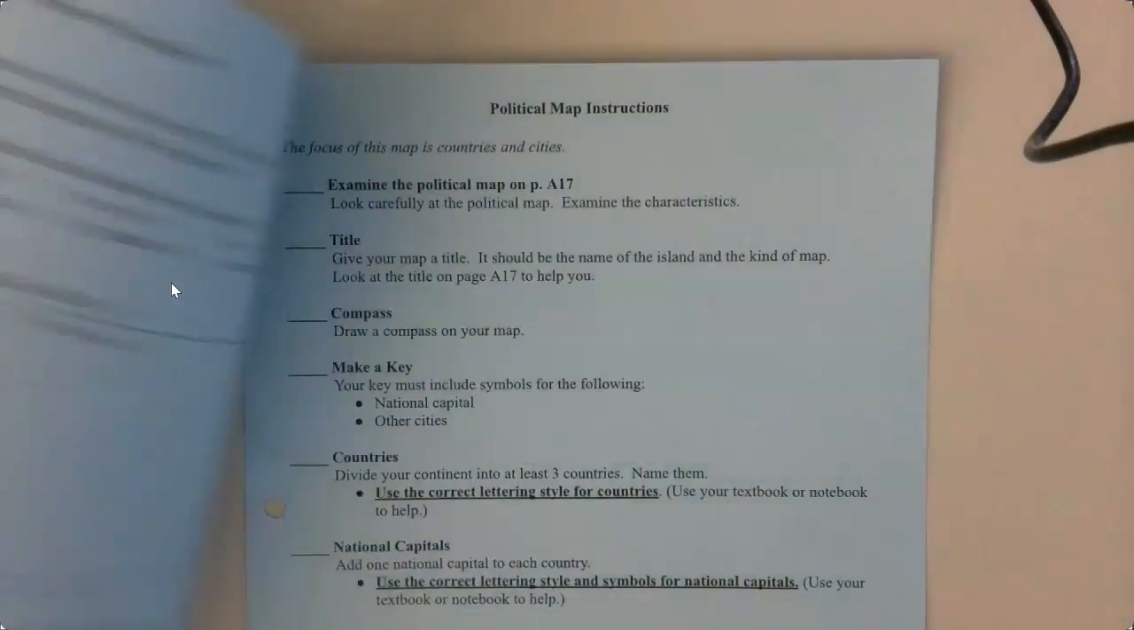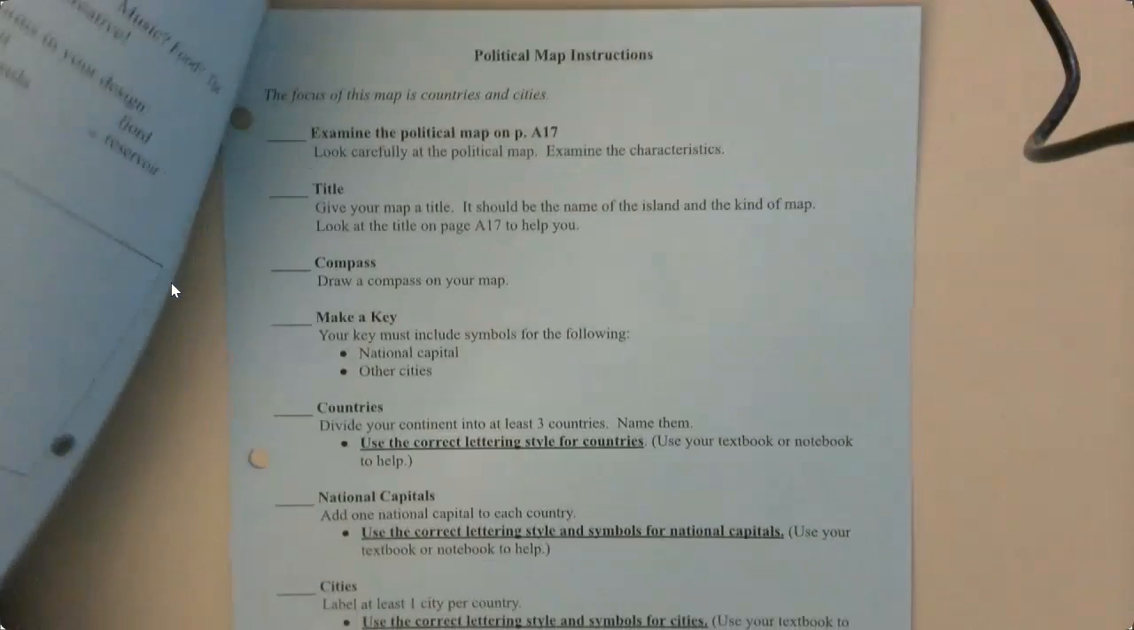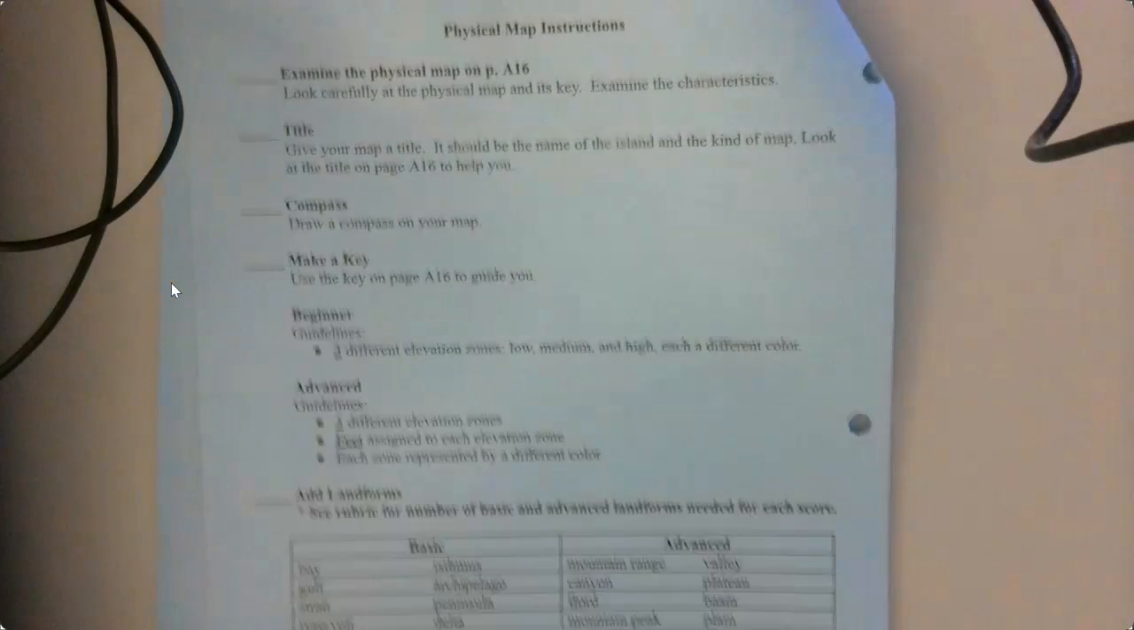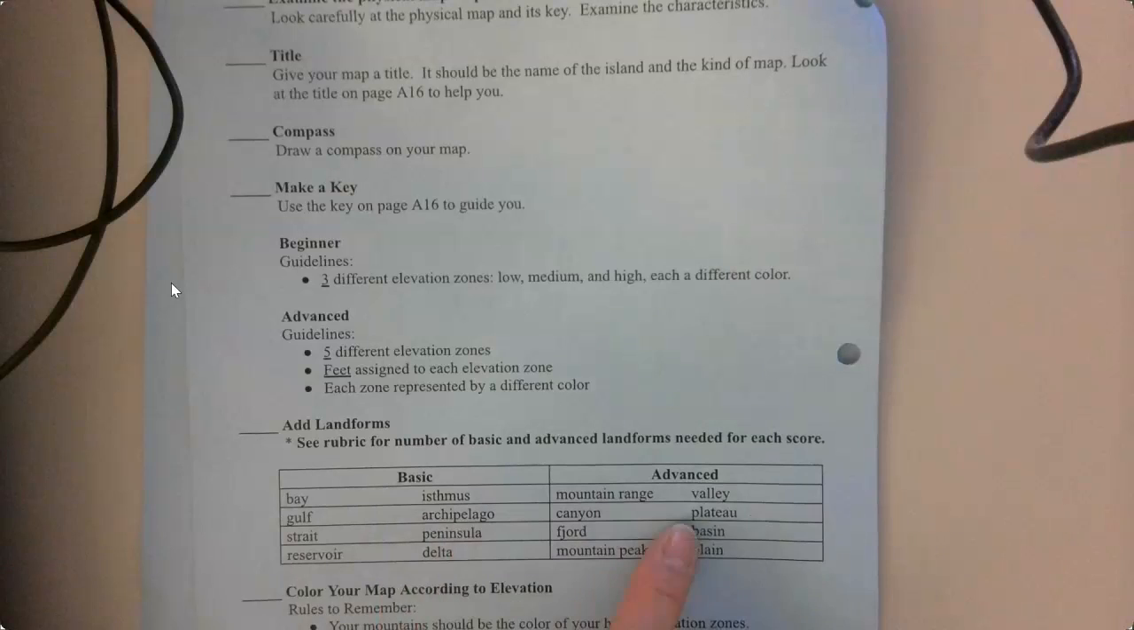Let's talk real quickly about the importance of this blue packet as you're working. When you're working on your political map, make sure you have this checklist out, and you can check these things off as you go. The video with directions will take you through it. Same with when you're working on your physical map, make sure you have this checklist out. Your list of basic and advanced landforms are here. And again, you can look at the rubric if you want to know how many of each you need to get the score that you want.